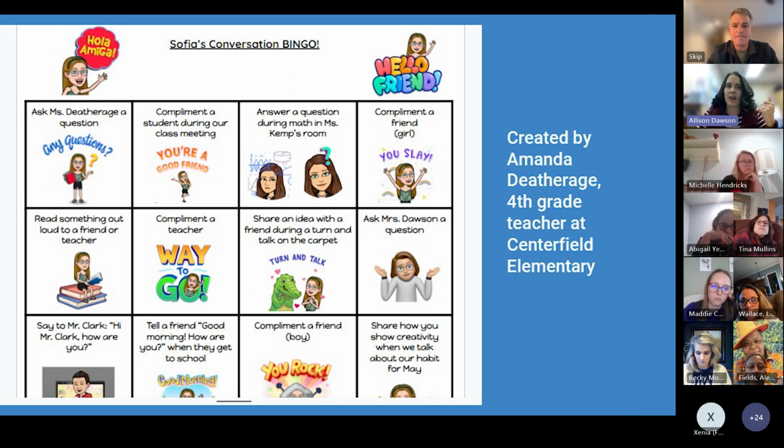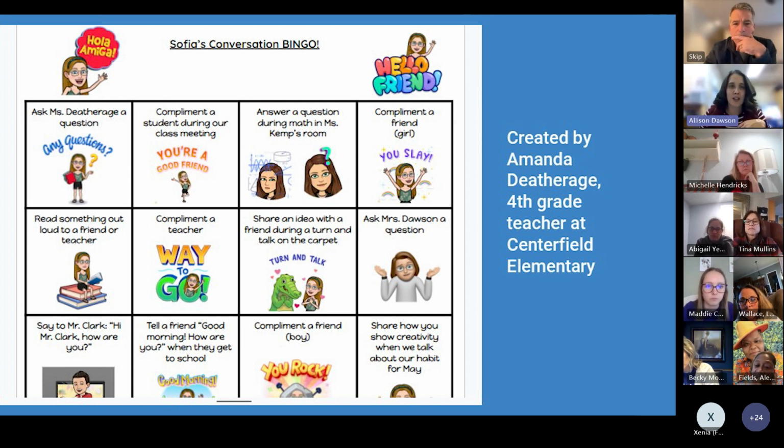I think that she earned lunch bunch. When she filled up her bingo board, she got to go have lunch in the classroom. And it was really helpful. She was just really reluctant to use the English that she had. So that might be something fun. You could take a minute and try to create your own bingo board for a particular student when we have some of that time.